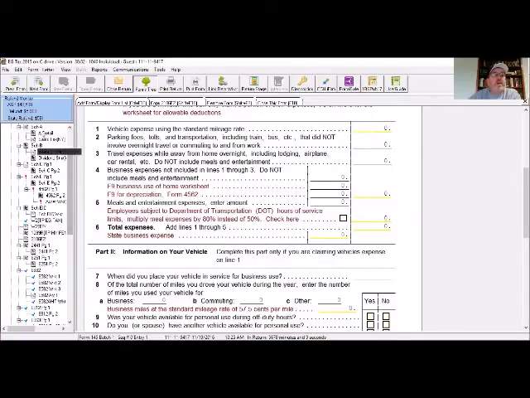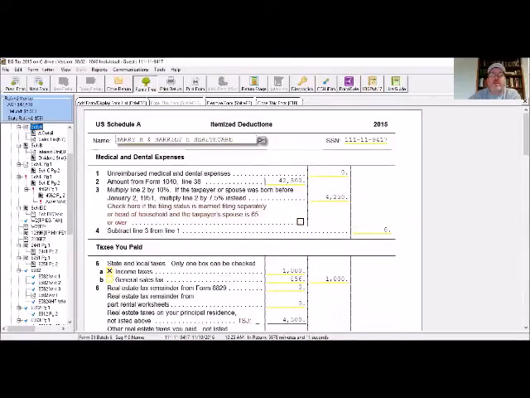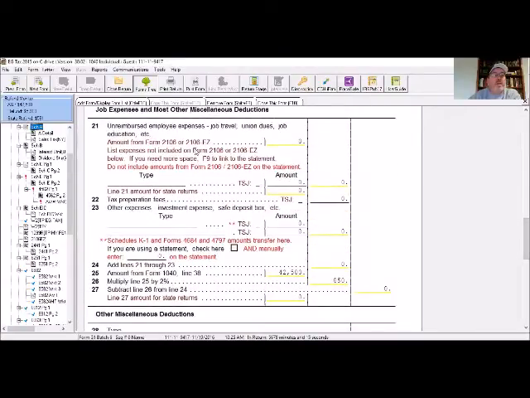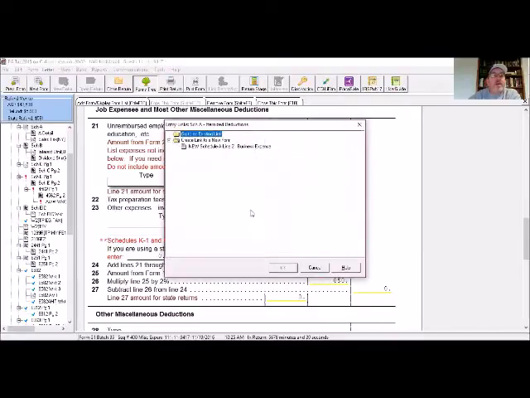Okay. Now, on the Schedule A, again, we'll use the 2106 or 2106 EZ. EZ if we're not reimbursed for mileage, okay? If we're partially reimbursed for mileage, we can use the 2106, okay? The other place that we can go is right here where it says type, okay? If we go into that, we can see that we get a little Schedule line 21 business expense.